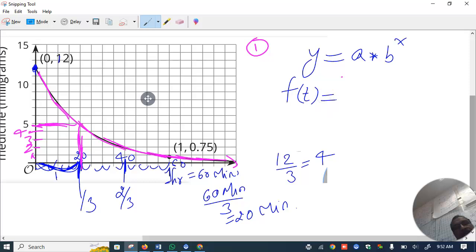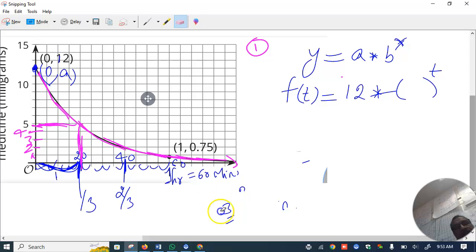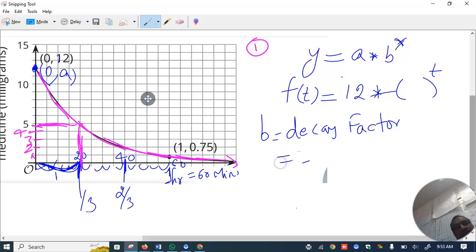So in the beginning, this is 0 and a. That means in the beginning there were 12 milligrams, and x is t, the number of hours. But what does b represent? Here b is a decay factor, because you can see the graph is decreasing. We need to know how much that is. After 1 hour, it is 0.75.